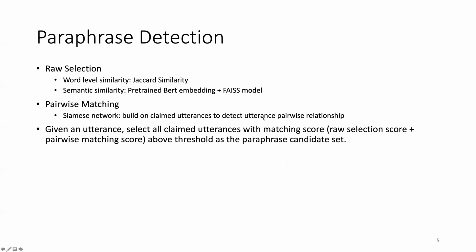For each unclaimed utterance, we calculate the pairwise similarity for all the claimed utterances. And then we select all the claimed utterances with a matching score, including the role selection score plus the pairwise matching score. Only the claimed utterances above the threshold will be counted as a paraphrase candidate, and that will be used for the skill retrieval part.